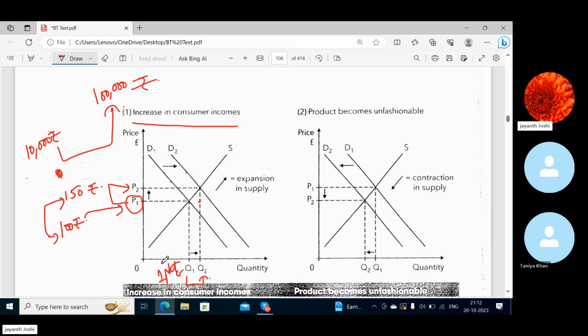When the price increases, the supply will increase or not? Yes or no? Yes, there is an increase in quantity supplied along the supply curve. There is no shift in the supply curve here. We are not seeing any shift in the supply curve.